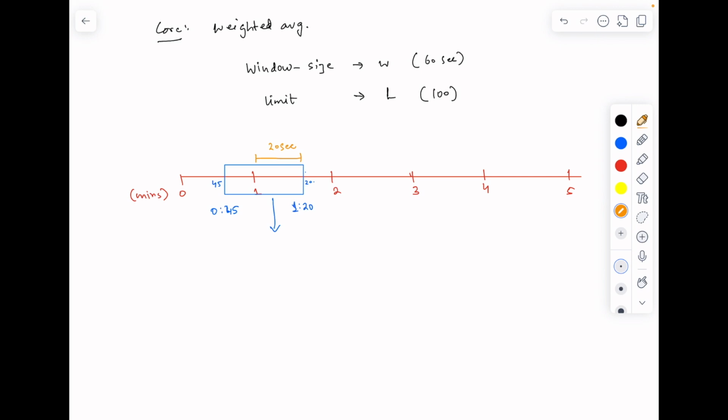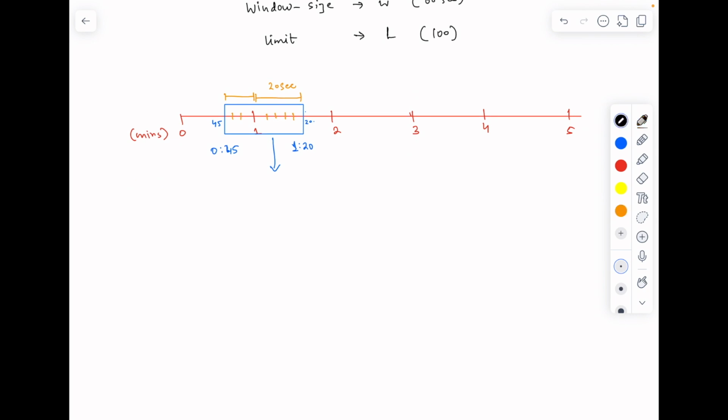Now we fetch the request count for the current window and for the previous window. So we get how many requests are made during this 20 seconds, and we also see how many requests were made during this portion of the window, that is from 45 seconds to 1 minute, during this 15 seconds.